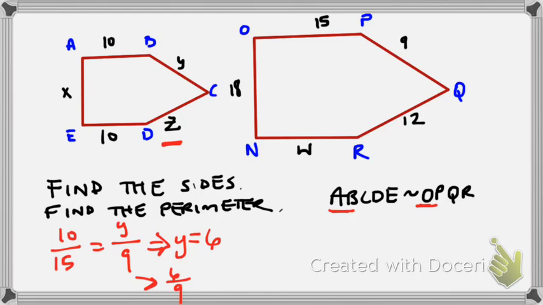Okay, so I'm going to go back to 10 over 15 because that's given, AB and OP, and I'm going to find Z. So I'm going to find Z over, what is the corresponding side to DC? Well, if I come over here, I see DC right here, right? So that must mean it is QP. Excuse me, I'm looking at the wrong thing. It's not QP, it's RQ. This should have an N on the end. Here we go.